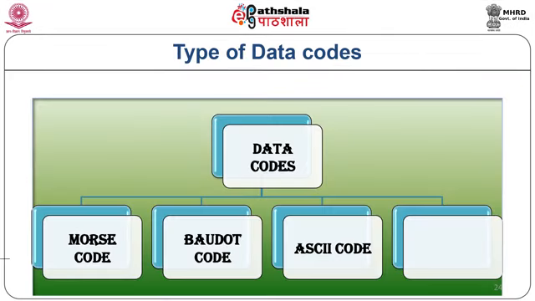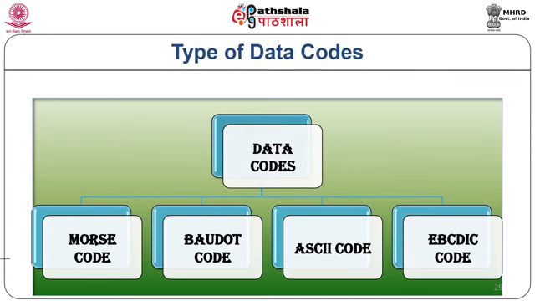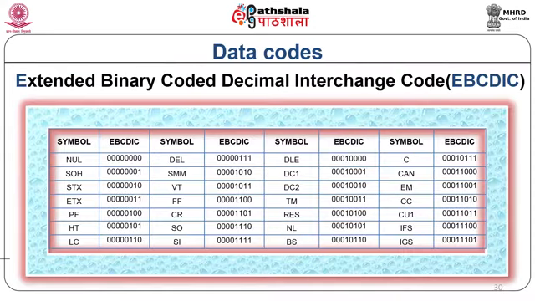The next type of data code is EBCDIC code. EBCDIC stands for Extended Binary Coded Decimal Interchange Code. It is an 8-bit alphanumeric code developed by International Business Machines, IBM. It was used in IBM computers and IBM compatible equipment.